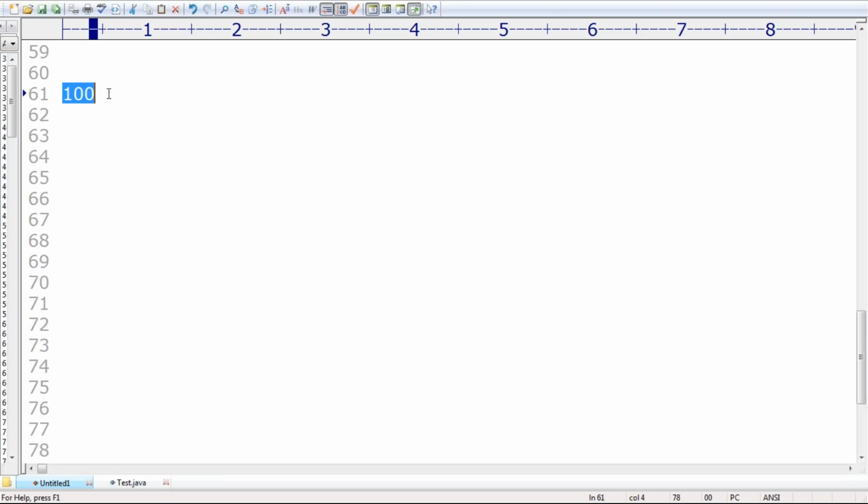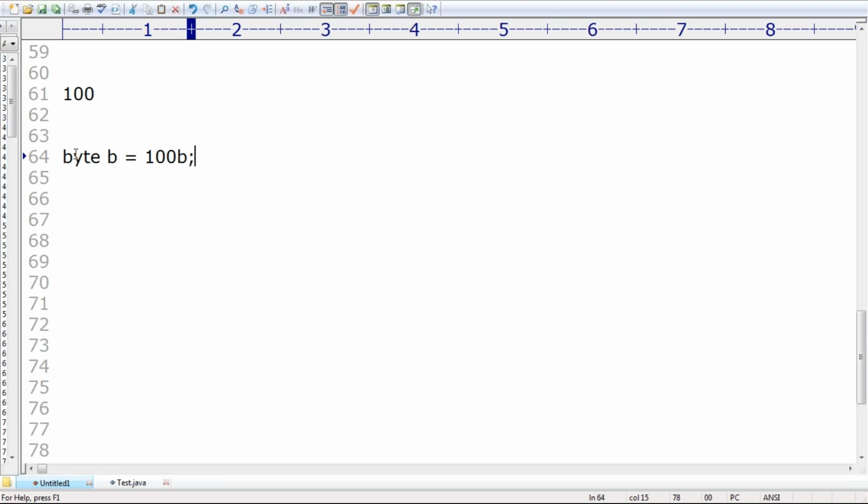Now my question is, this integral literal is what type? By default, what type? Int type. Now I want to specify explicitly that this is the byte type. Can you please tell how you can do that? Yes, very simple. Sir, byte b is equal to 100 followed by small b or capital B. Correct or not?